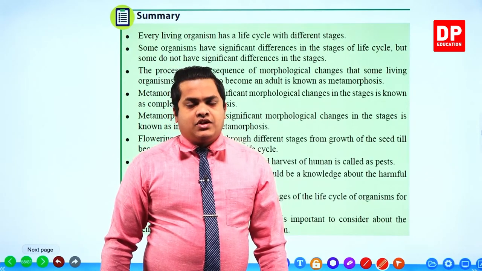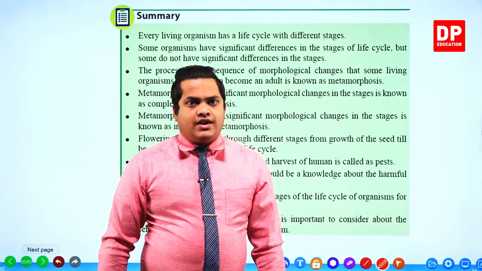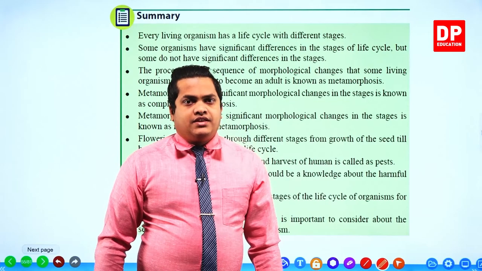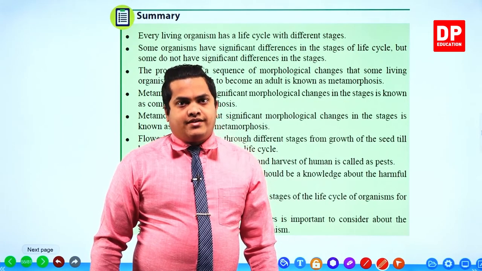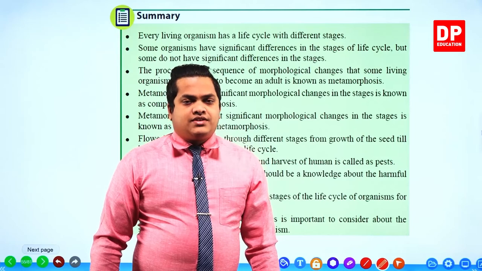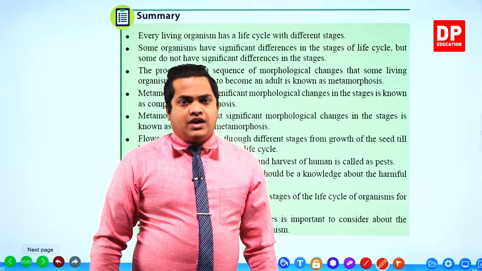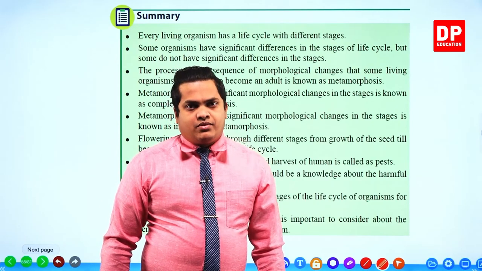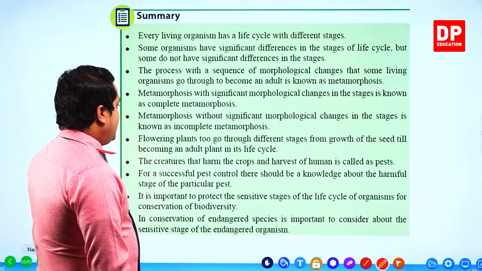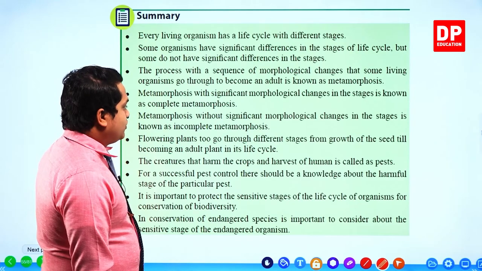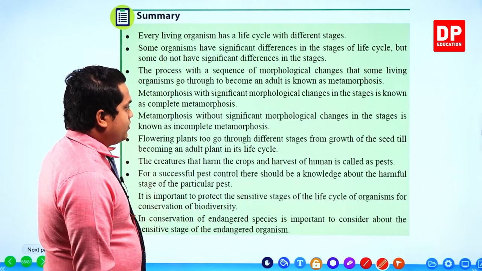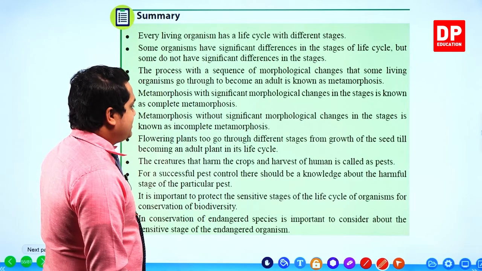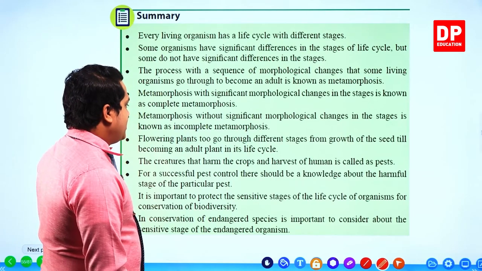Incomplete metamorphosis. So cockroach, dragonfly, cricket, right? Cicada, white ant. These organisms undergo incomplete metamorphosis. Then flowering plants too go through different stages from the growth of the seed till becoming an adult plant in their life cycle.